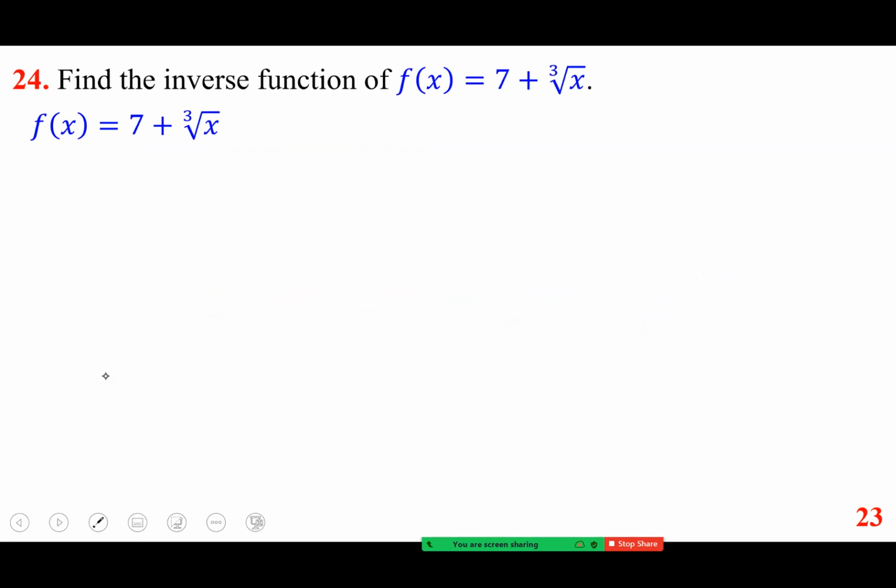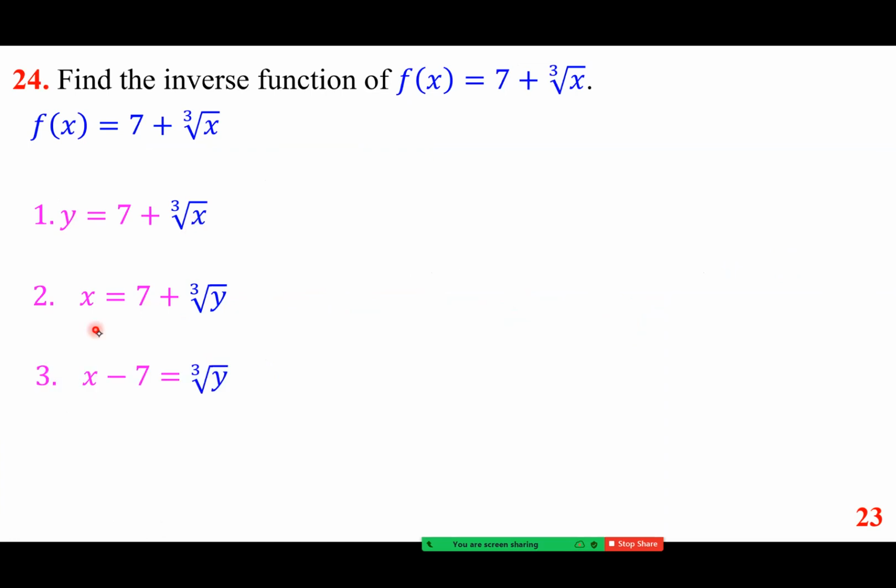We want to find the inverse. First, we change f of x to y because it makes it easier. Then we change y to x and x to y, and this is the inverse. However, we always solve for y, which means I'm going to move the 7. And now I'm going to raise both sides to 3. And the right side basically becomes y. And so y is x minus 7 cubed. And I call it f inverse.